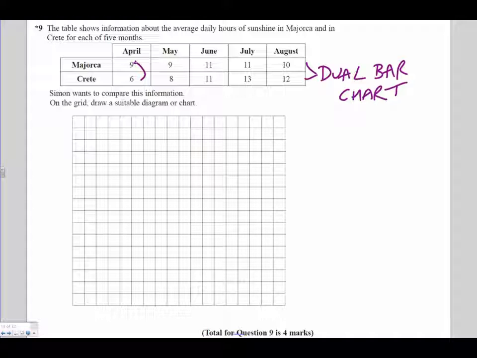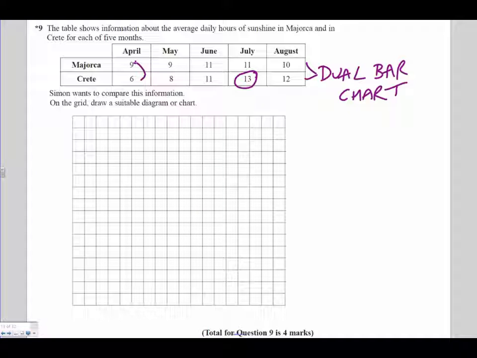Now when you draw a dual bar chart, you need to work out the scales to make the most of the paper. So on the vertical scale on the left hand side, we need to plot our biggest number, which is 13. So if we do a quick check, 1, 2, 3, 4, 5, 6, 7, 8, 9, 10, 11, 12, 13. Each of these squares will represent 1 hour of sunshine.